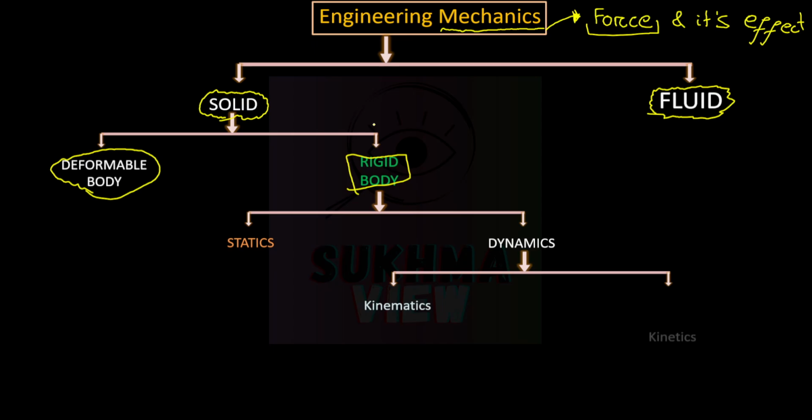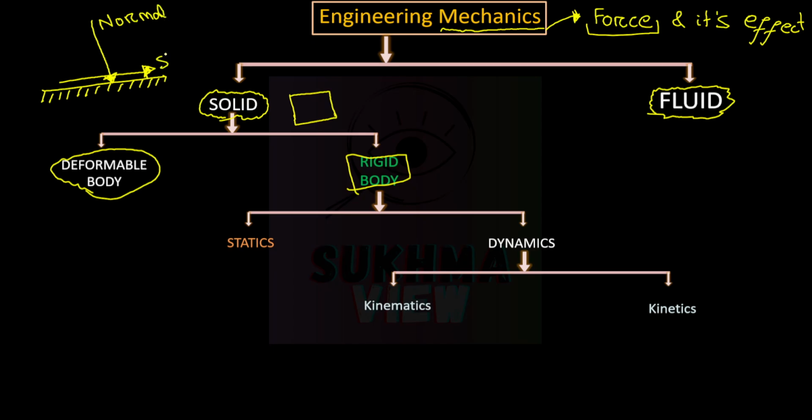Look, if I draw an object, this is the solid. This is the surface, any surface you assume. There are two types of force. One force is the normal force, and the other one is the tangential force. This is known as normal force. This is known as tangential force or shear force.